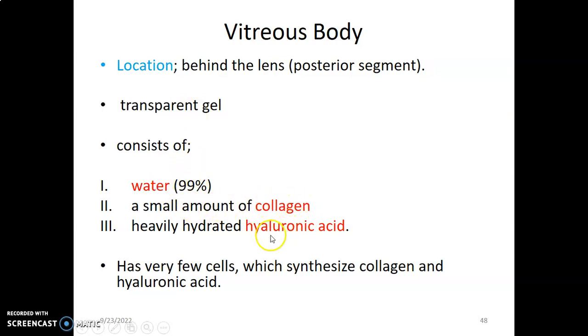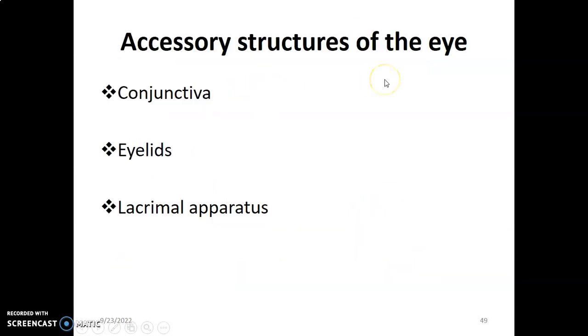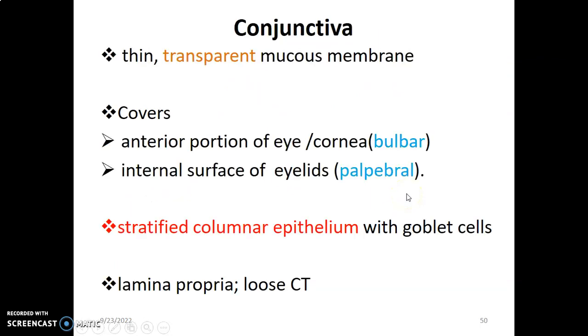The conjunctiva has stratified columnar epithelium with goblet cells, and it also has a lamina propria of loose connective tissue. So that's the histology of the conjunctiva. This is the bulbar conjunctiva, and this is the palpebral conjunctiva lining the inner portion of the eyelid.